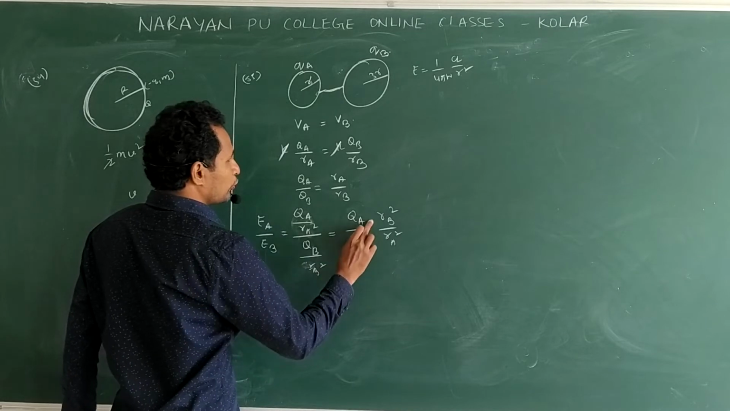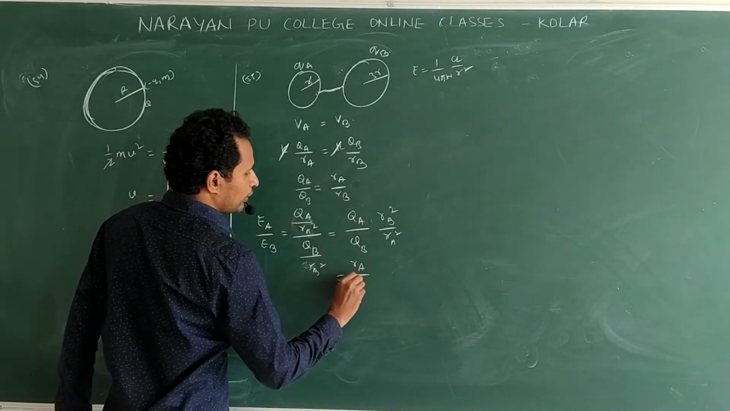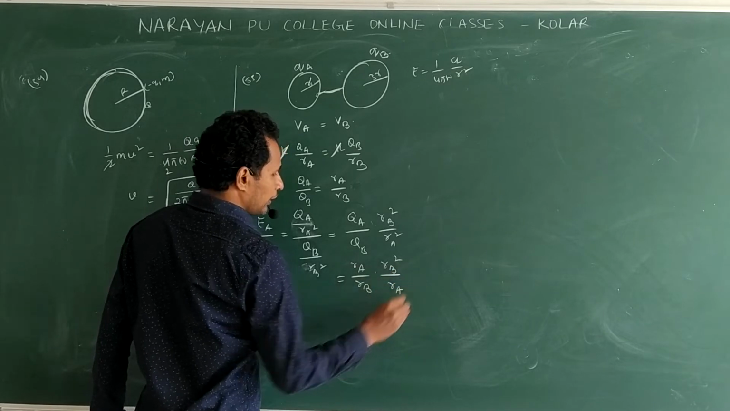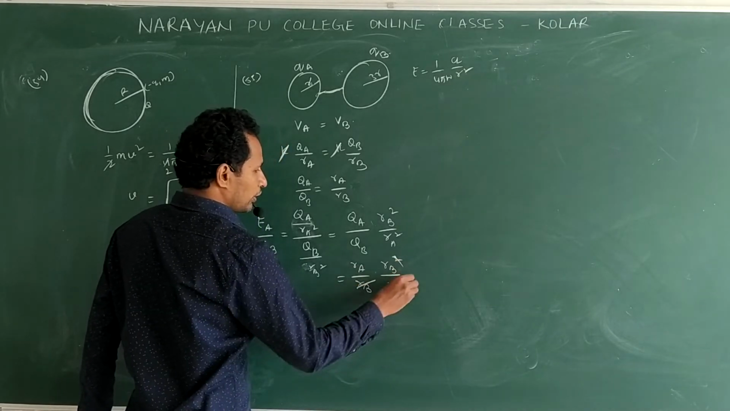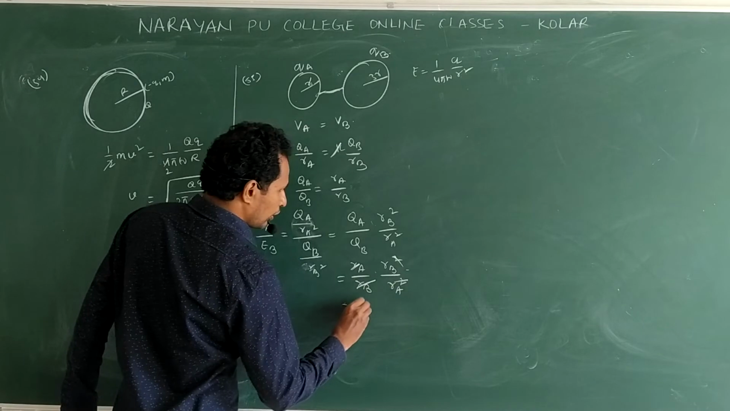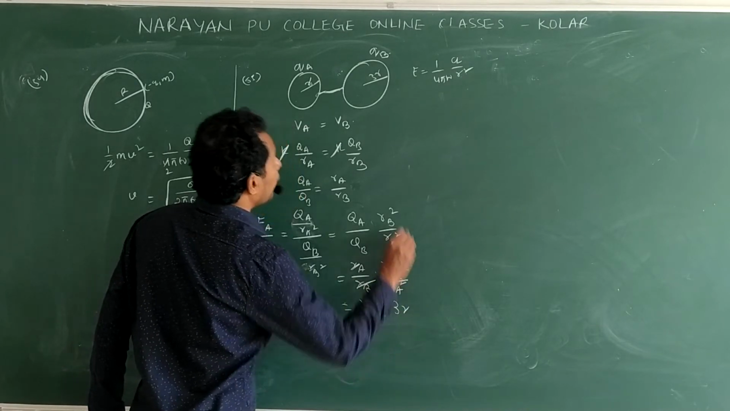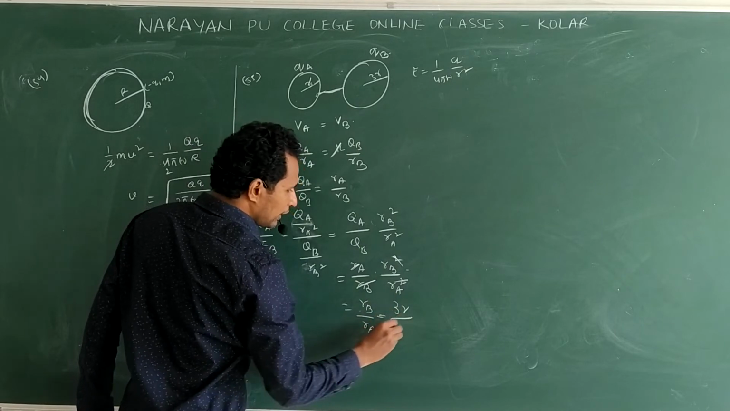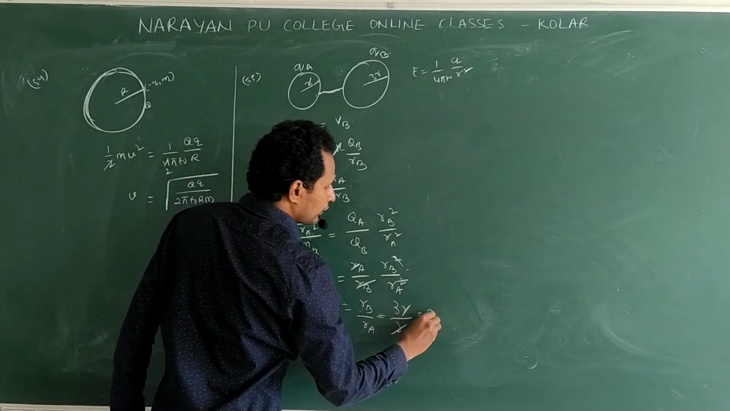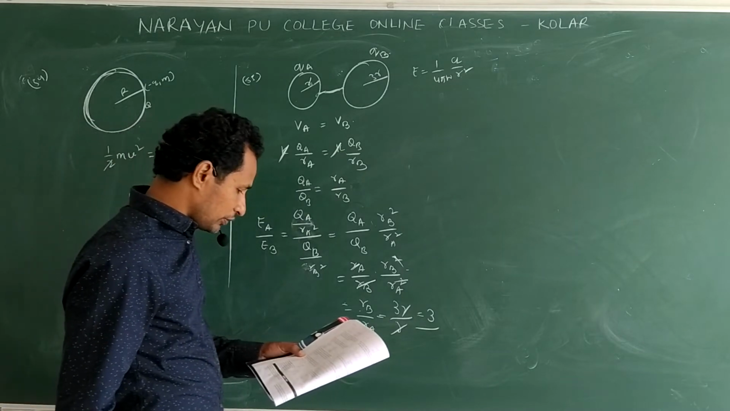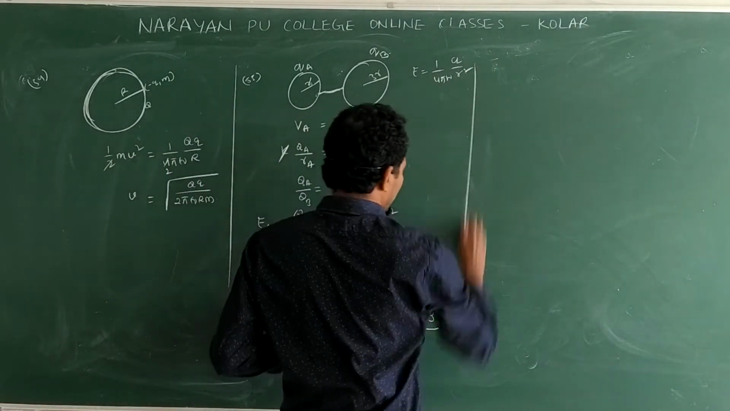What is QA by QB? RA by RB, into RB square by RA square. One square will be cancelled. We have RB by RA. What is RB value? 3R. What is RA? R, cancelled. This is 3. Now 3 is the correct option. Now come to 56.